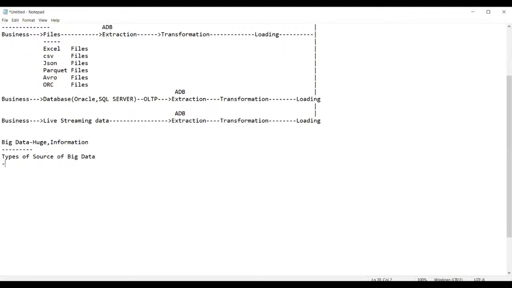Now, guys, types of sources of big data. The first place from where you can get big data is called social networking sites. So what are social networking sites, guys?